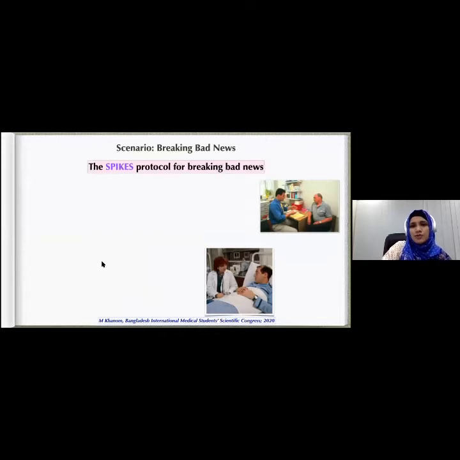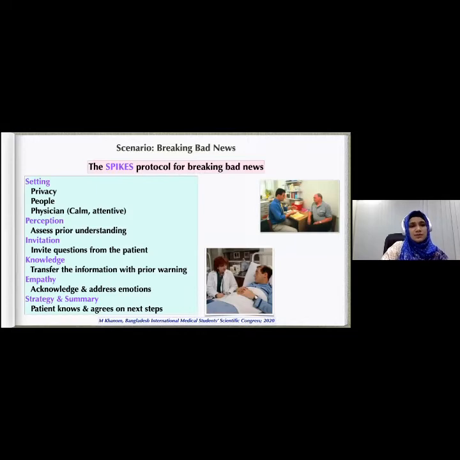The SPIKES protocol for breaking bad news. This is very well known and very popular. So SPIKES: setting, perception, invitation, knowledge, empathy, strategy, and summary. Setting includes privacy, people, and physicians. Yes, we must ensure a calm and attentive environment.